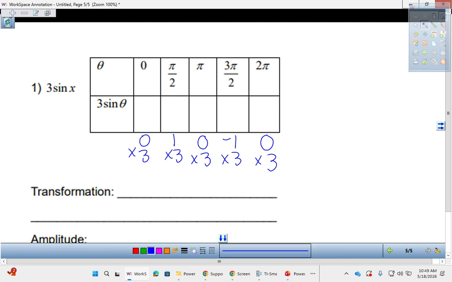0 times 3 is 0. 1 times 3 is, sorry, 3. Horrible math. 1 times 3 is 3. 0 times 3 is 0. Negative 1 times 3 is negative 3. 0 times 3 is 0. Did I lose anybody so far?